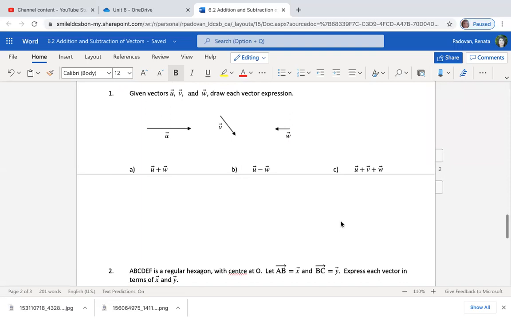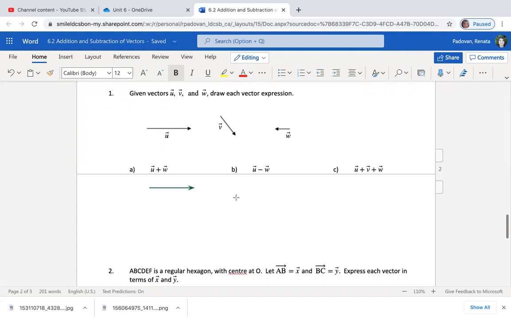I've got just two here. So given vectors u, v, and w, draw each vector expression. So I have here A. 1A is I'm taking vector u and I'm going to add vector w, right? So if I'm adding them, let's redraw vector u, which was right here. Let's draw vector u. Let's go up. So let's add, give me vector u.